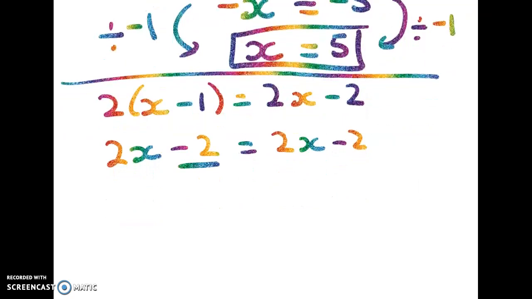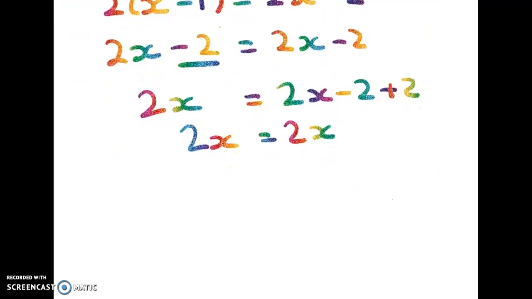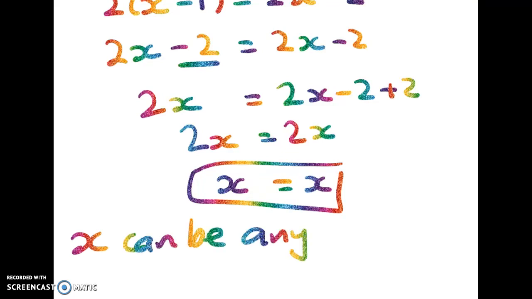Is it true for, so I could keep going, right? And I could add 2 to both sides, and then I'll get 2x is equal to 2x minus 2 plus 2. 2x is equal to 2x. And then I could divide both sides by 2, and I'll get x is equal to x. So what we've got to ask is for what number is x equal to x? And the answer is x can be any number.